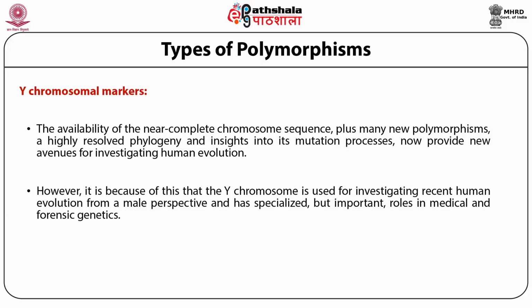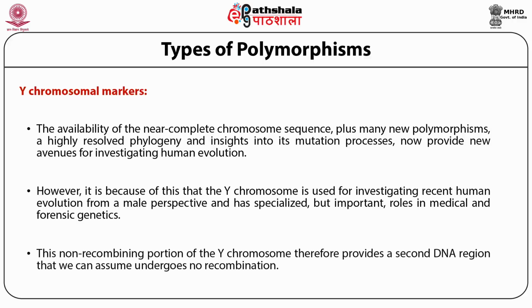While a small portion of the Y chromosome, the pseudo-autosomal region, recombines with the X chromosome, the remainder undergoes no recombination. This non-recombining portion of the Y chromosome therefore provides a second DNA region that we can assume undergoes no recombination. However, in comparison with the mitochondrial genome, the polymorphism in the Y chromosome is very low.